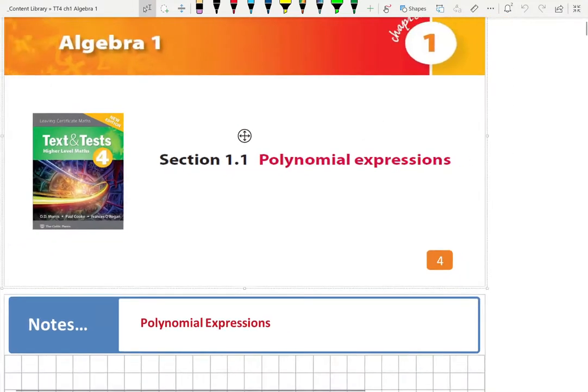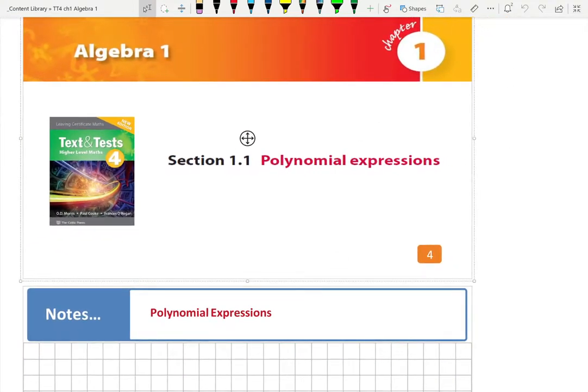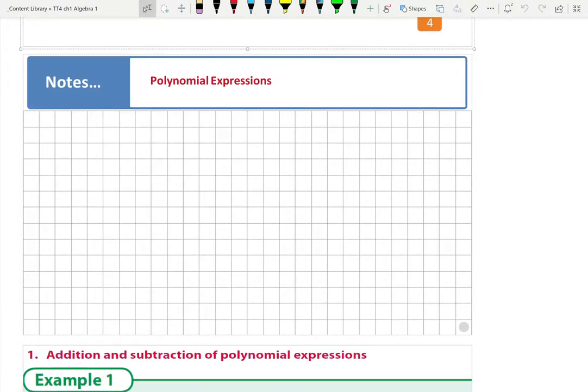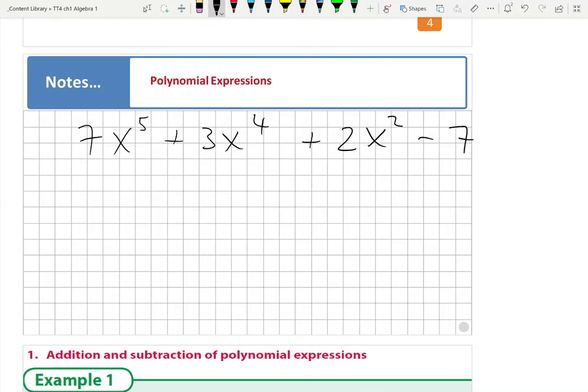So we're looking at section 1.1 from Text and Text 4. So what are polynomial expressions? Well, let's just start with a few examples. 7x to the 5 plus 3x to the 4 plus 2x squared minus 7.